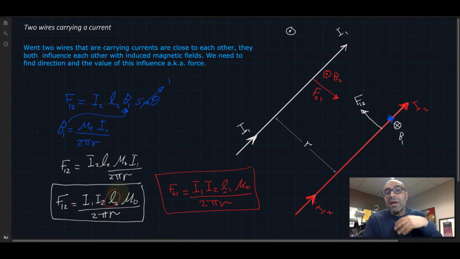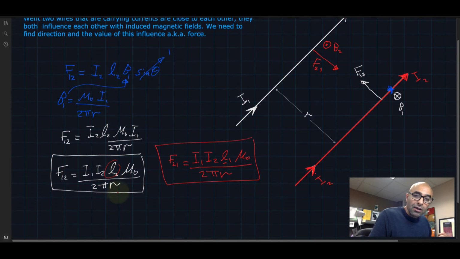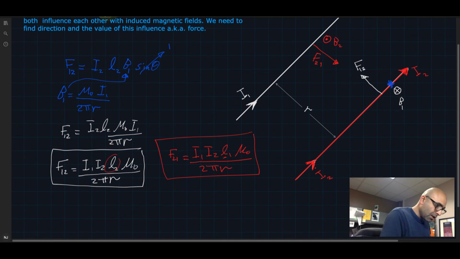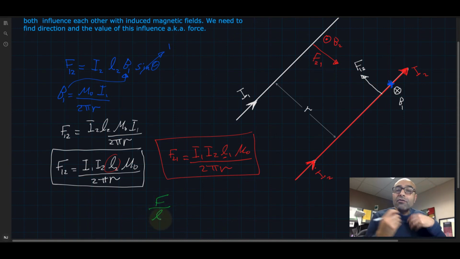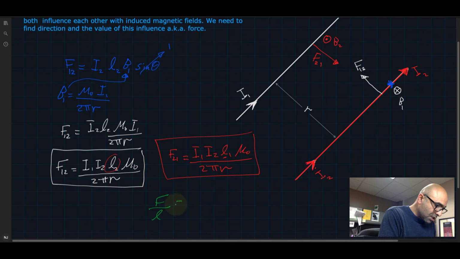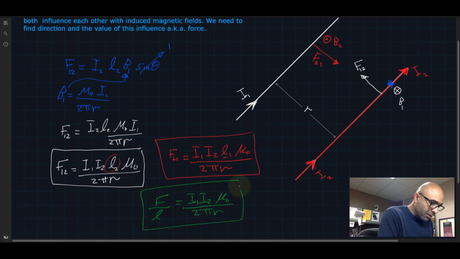We can make it even easier, and I'm going to write this in green: the mutual force between two wires per unit length. So you don't have to worry about the length at all. It's just going to be equal to I1 I2 mu 0 over 2 pi R. That would be much easier to remember if you want.